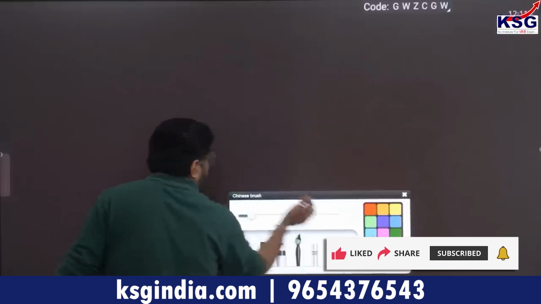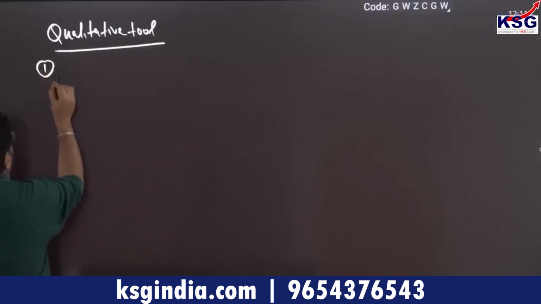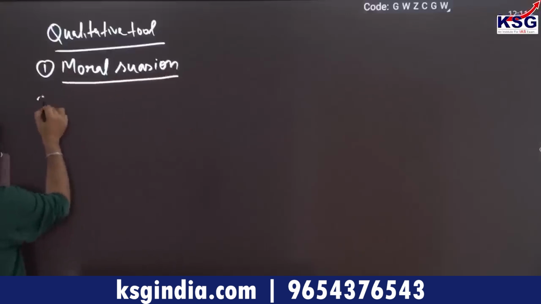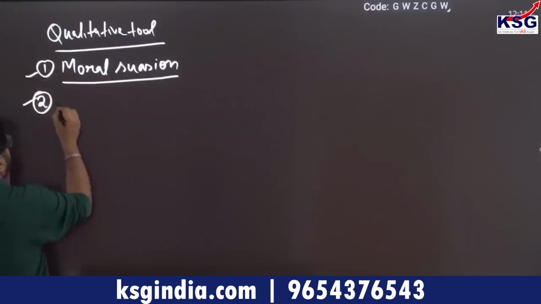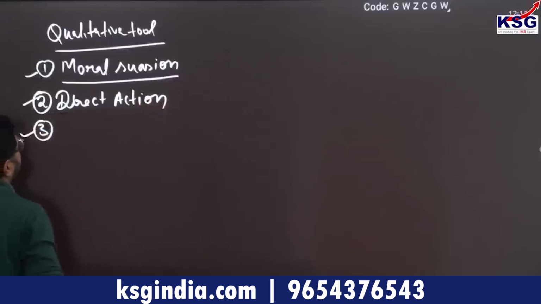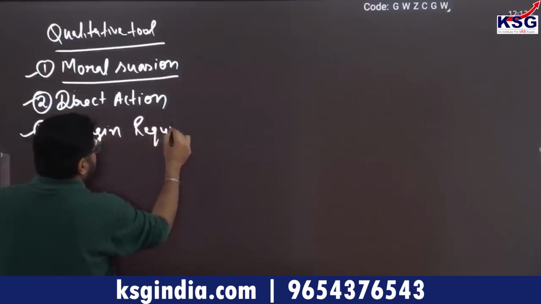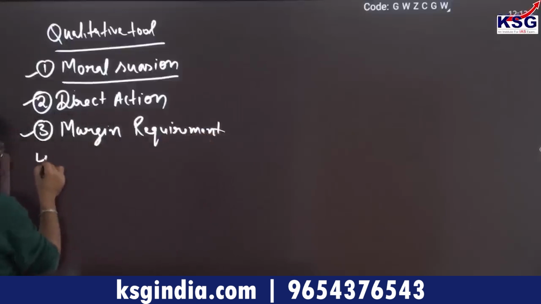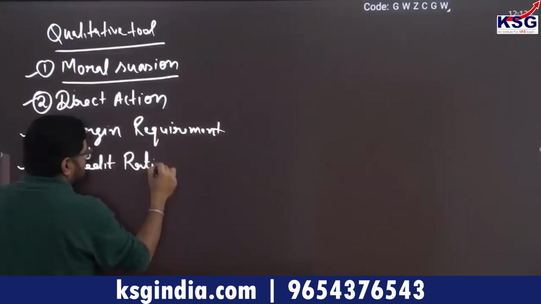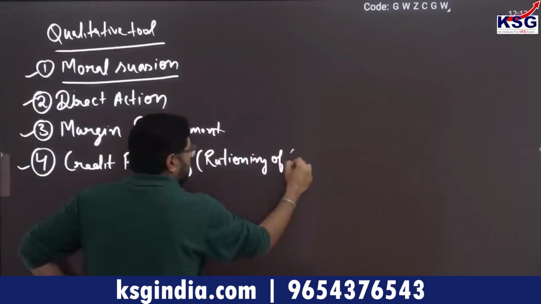Now, when it comes to qualitative tools, number one is moral suasion, number two, direct action, number three, margin requirement, number four, credit rationing, or rationing of credit, one and the same thing.